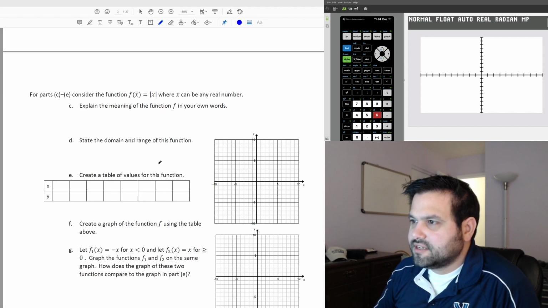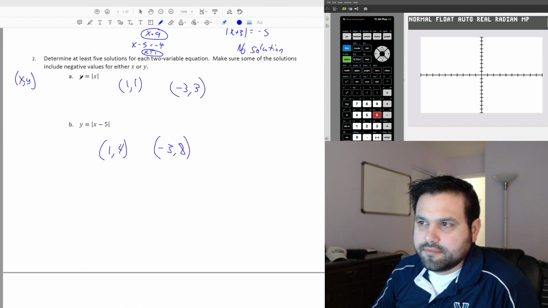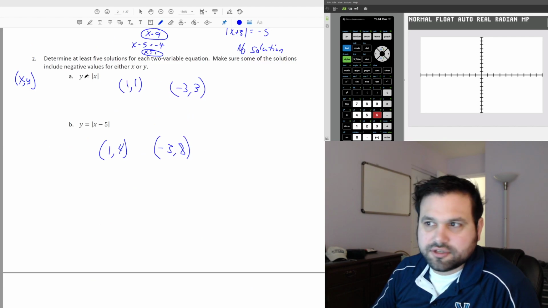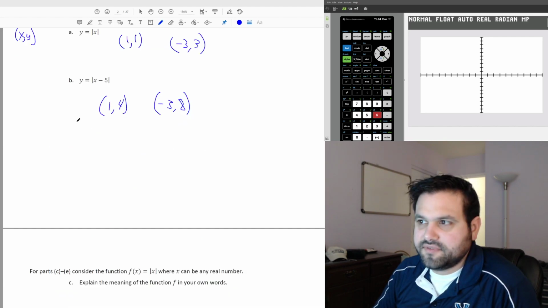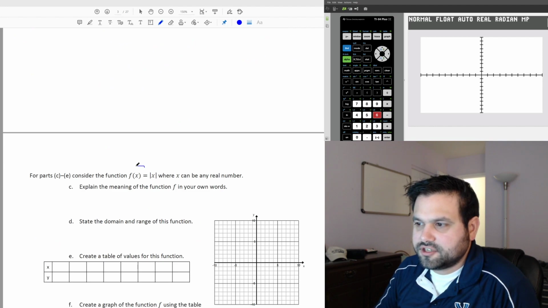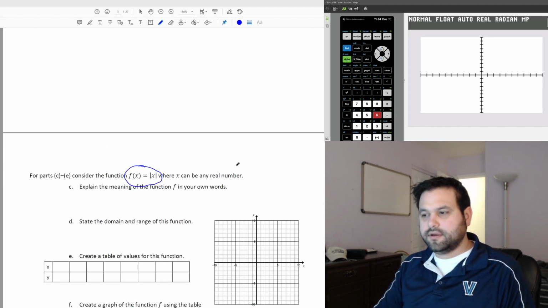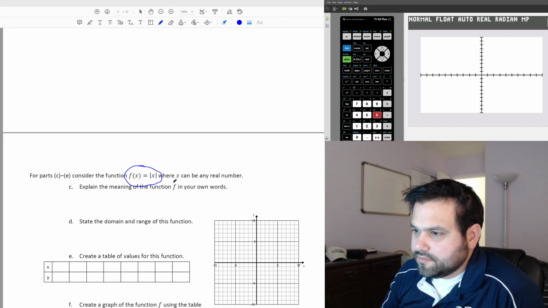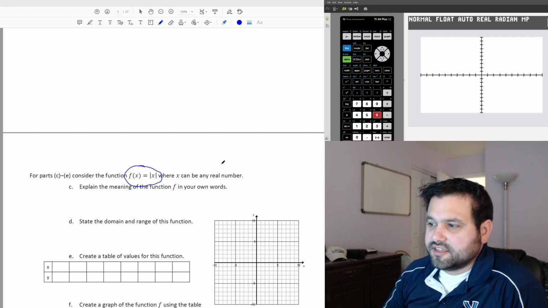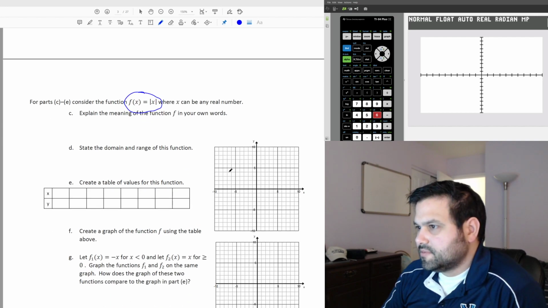All right, so now let's consider really the same function as what we just looked at in part A, right? y equals absolute value of x. Well, here we're just using function notation. Remember, f of x equals absolute value of x is the same as y equals. So explain the meaning of this function in our own words. So how would we explain the meaning of this?